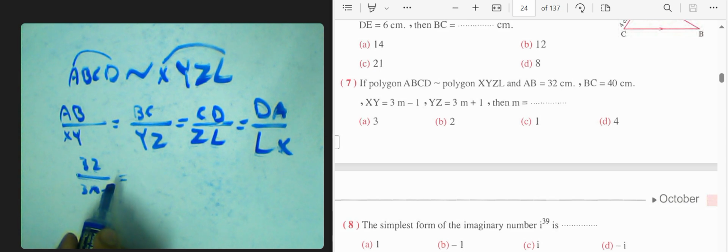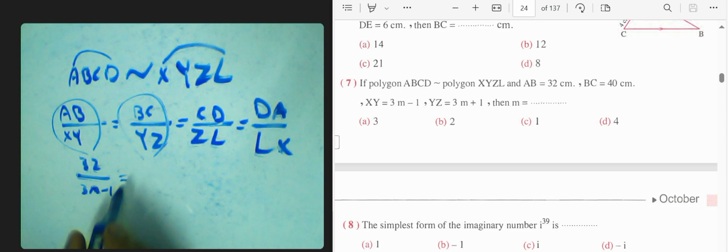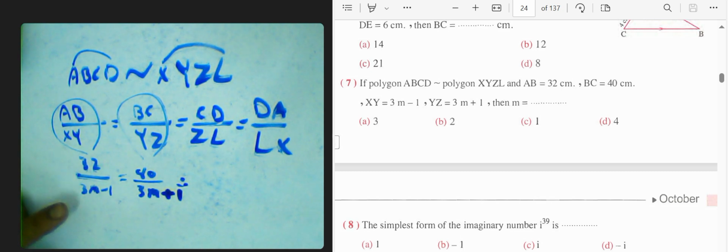Equal, we have BC 40 and YZ 3m minus 1. Okay, then we can find the value of m, and then we can complete this example by writing 32 over 3m minus 1 equal 40 over 3m plus 1. The product of extremes equals the product of means. We can simplify this by dividing 32 and 40 in the simplest form.